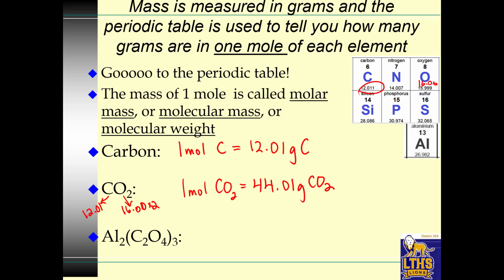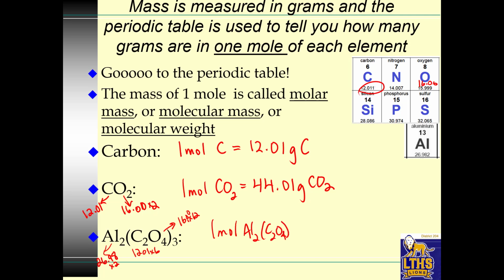Okay, let's try another one. Aluminum oxalate. Okay, so 1 mole of aluminum is 26.98 grams, but guess what? There's 2 there. 1 mole of carbon is 12.01 grams, but there's 2 times 3, so there's 6 there. And then 1 mole of oxygen is 16. There's 4 times 3 is 12 of those there. Okay. So I have to add all that together.